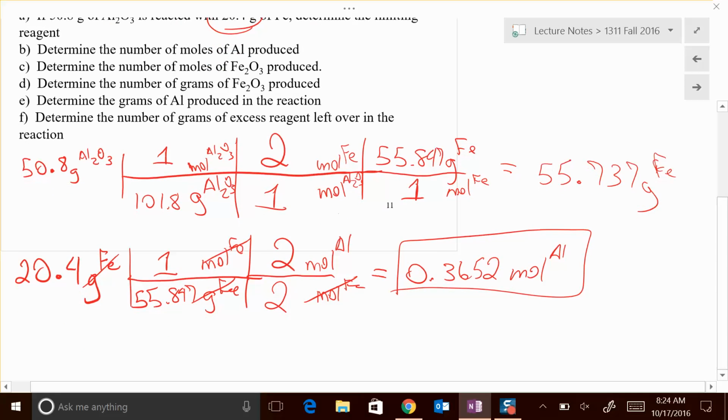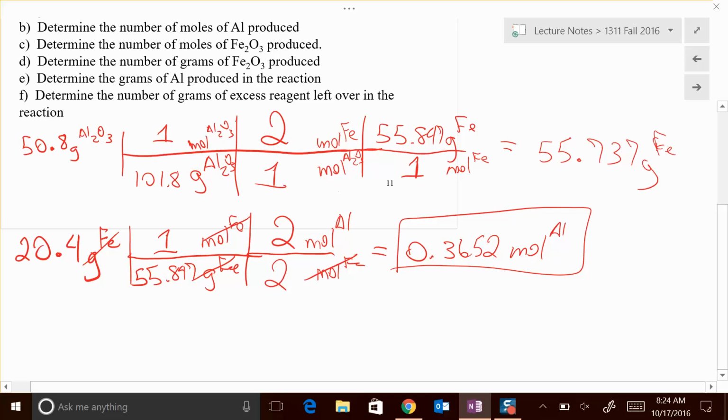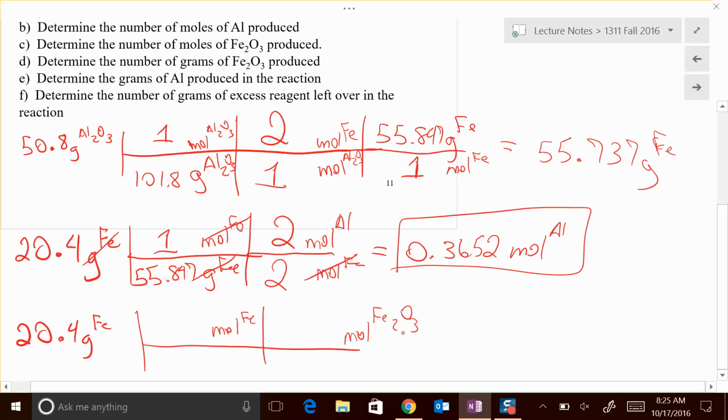How am I going to answer C? Determine the number of moles of Fe2O3 produced. How do I start that one? It was 20.4, I started with the same limiting reactant. It's the 20.4 grams that determines the outcome. From grams of Fe to the moles of Fe to the moles of Fe2O3. Drop my units.